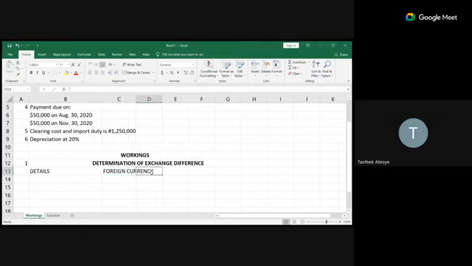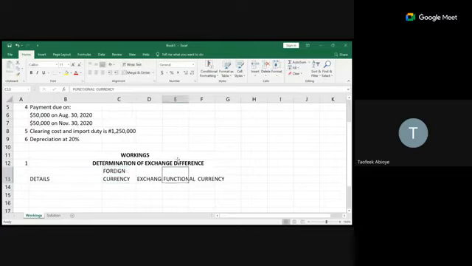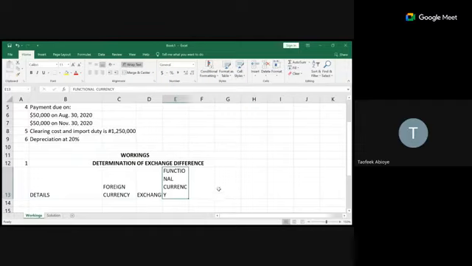Then we have the exchange. We need to convert the foreign currency to functional currency. Then this one will be functional currency. We need to convert the foreign currency to functional currency. And this is what we are going to do. Let's wrap this.